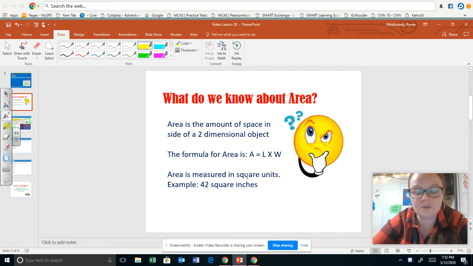Area is measured in square units. The example is if I measured with inches, my area would be 42 square inches. So you would label your answer with square and then the unit, square inches, square feet. So that is a key word when solving with area.